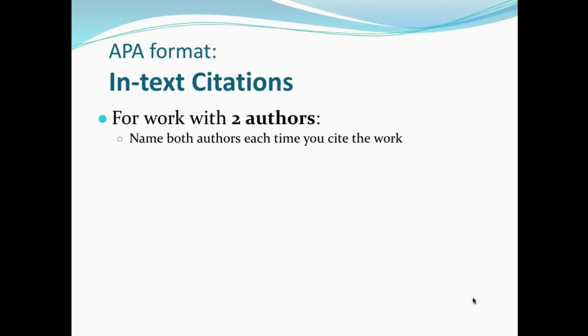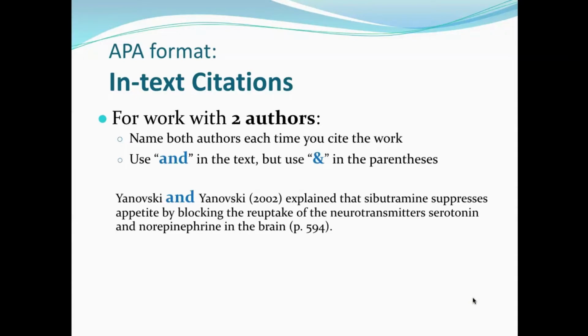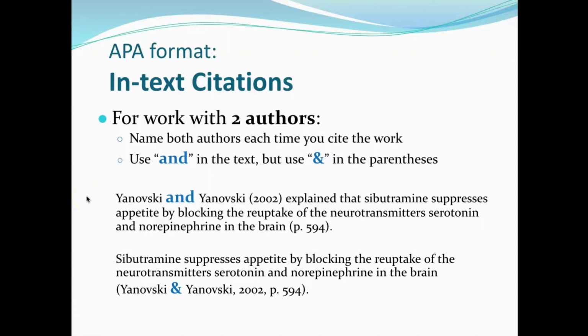So for a work with 2 authors, you've already seen an example of this. You want to name both authors every time you cite the work, but you have to write the "and" differently depending on how you cite it. If you're using a signal phrase, the author names and year in the sentence, the way I remember it is if the authors' names are words in the sentence, then the word "and" is also written out like a word, A-N-D. But if the author names are not words in the sentence, because they're all stuffed into the parentheses at the end of the sentence, then you use the ampersand symbol instead of writing out the word "and."